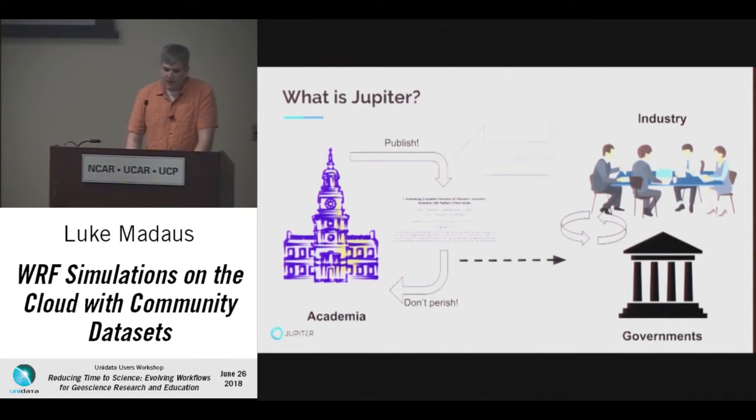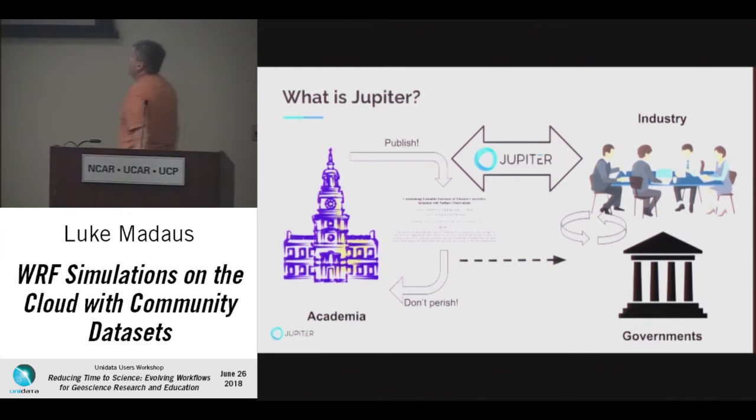So what Jupiter's trying to do is fill this space in between them. We're trying to take the best work that's coming out of the climate community and communicate it to industry and government in a way that's relevant to them, useful to them, and meaningful. At the same time, we also want to take some of the new practices and emerging constraints from industry and government and bring them back to the academic community.